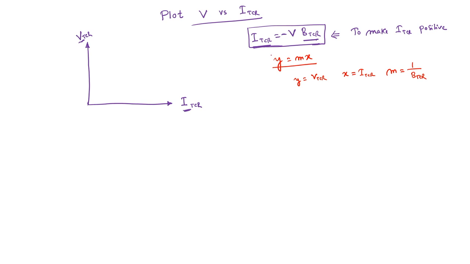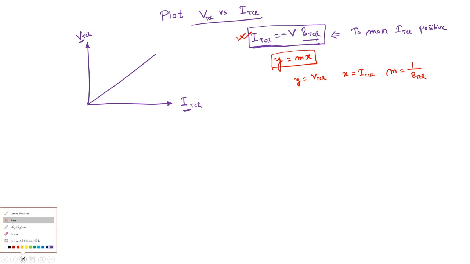And this relationship will hold for this characteristic equation. So, therefore, we can plot it like a straight line passing through the origin. It is as simple as that. So, let us plot it like this. This is a plot of V_TCR versus I_TCR, when this corresponds to a particular value of alpha. Now, we will consider this particular plot at alpha is equal to pi by 2. That means it is operating in fully conducting mode.